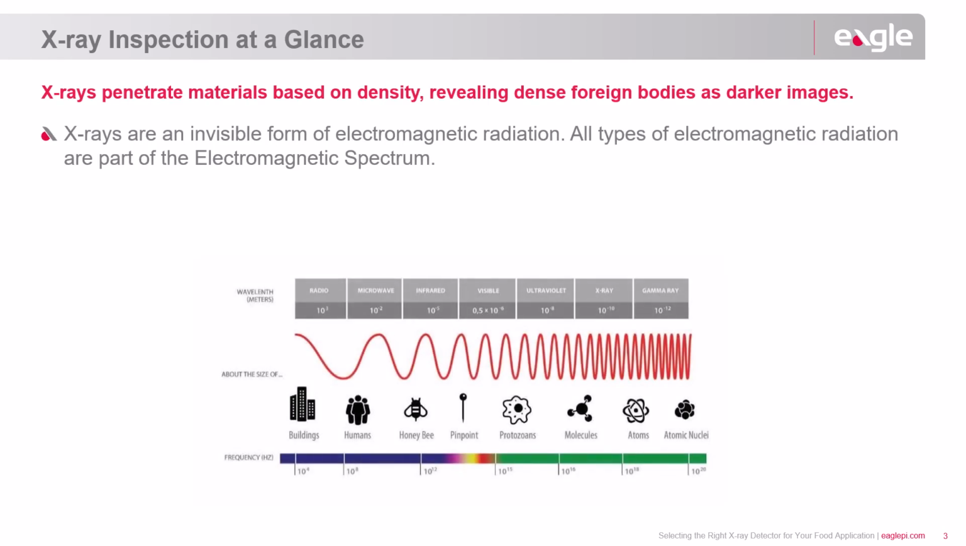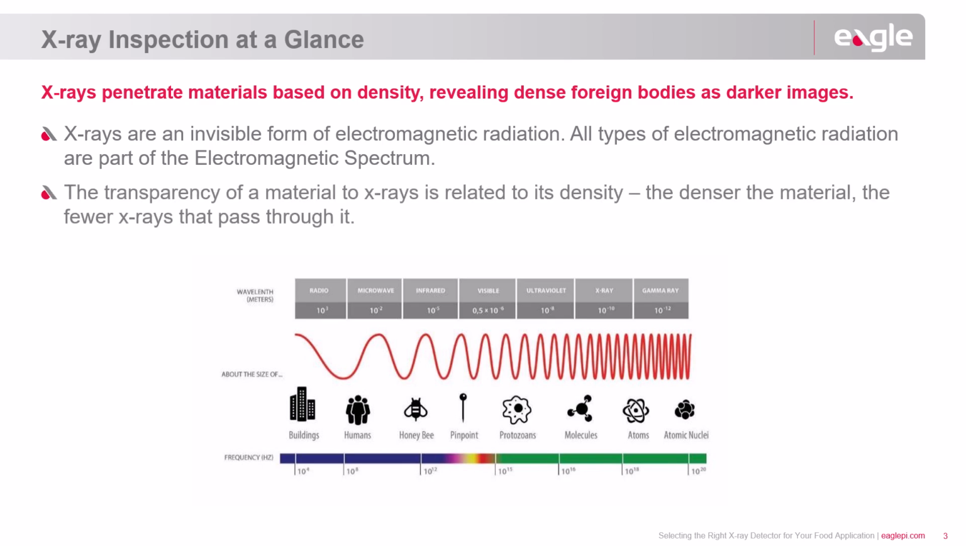X-rays are part of the electromagnetic spectrum of energy that includes radio waves, microwaves, infrared light, visible light, which is the only part of the spectrum we can see, ultraviolet light, which can cause sunburns, X-rays, and gamma rays. As the wavelengths in this spectrum get tighter, they gain the ability to penetrate various materials. This property is what makes X-rays particularly useful. They can pass through objects and provide valuable images based on a product's density.